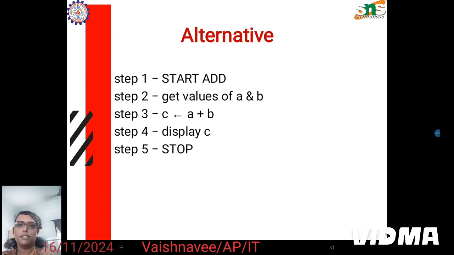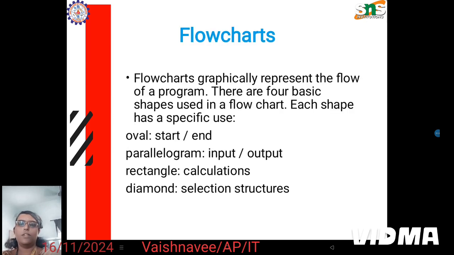Alternatively, you can write it like this: start, get the values of a and b, c is equal to a plus b. We can directly give the operations, that is, two operands and an operator, then directly display c and stop. So we can write it however we want, in an easily understandable manner.